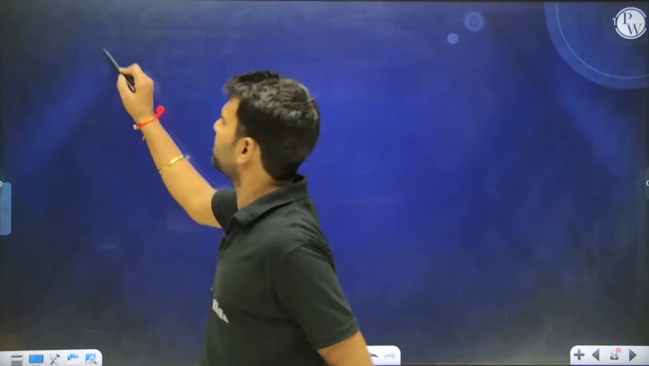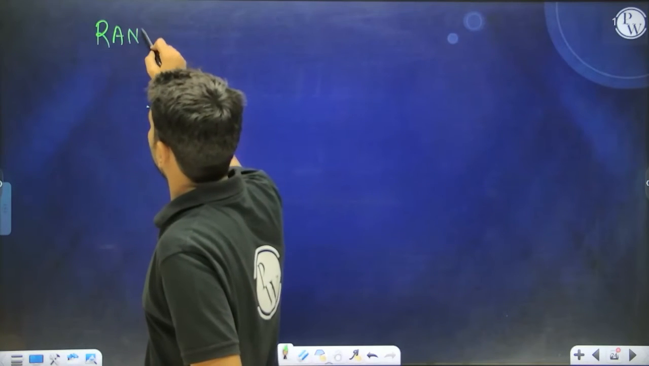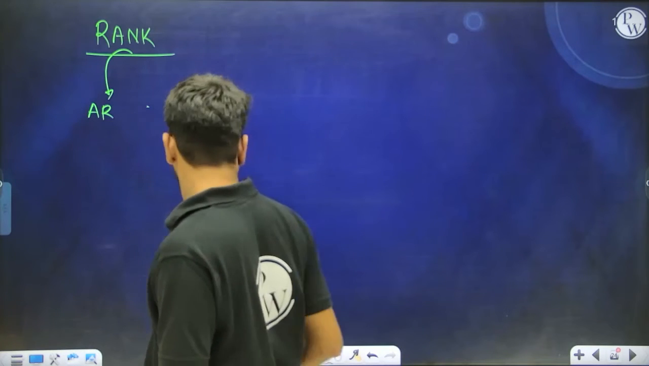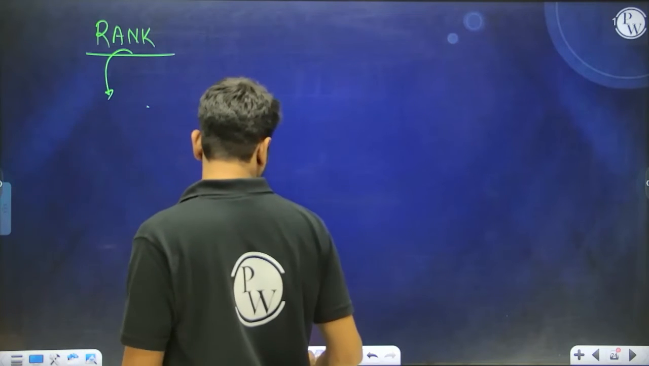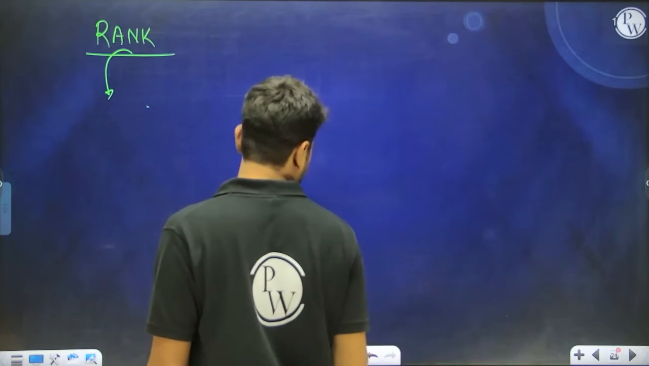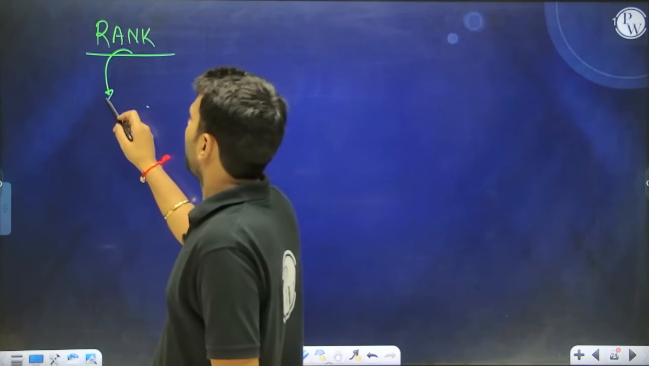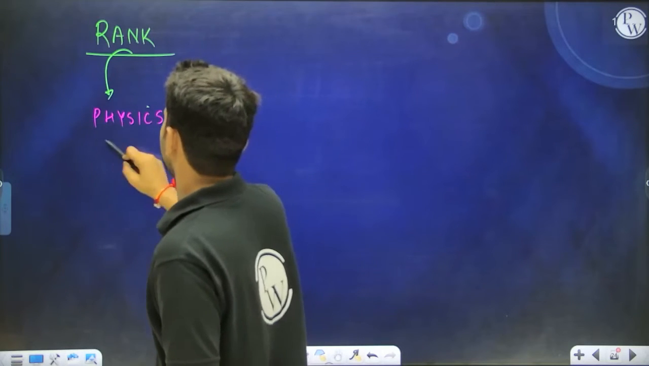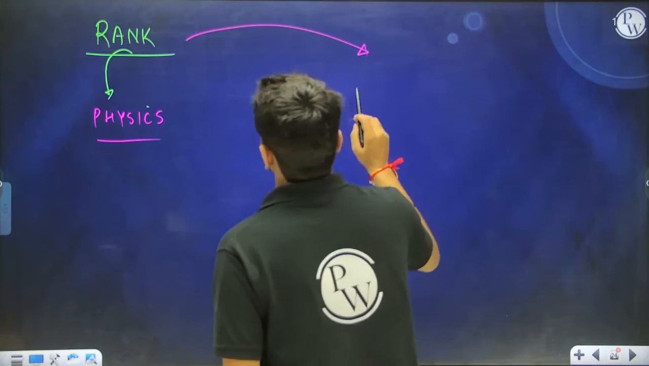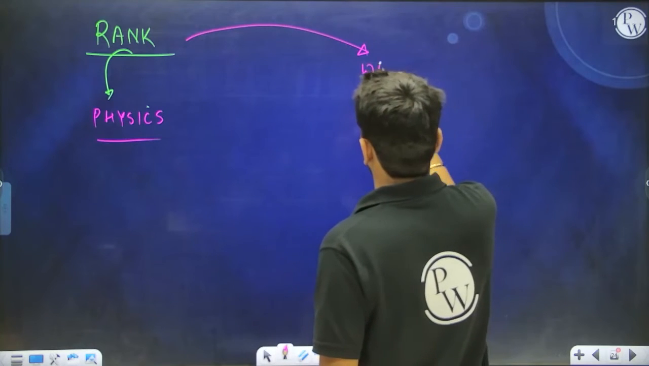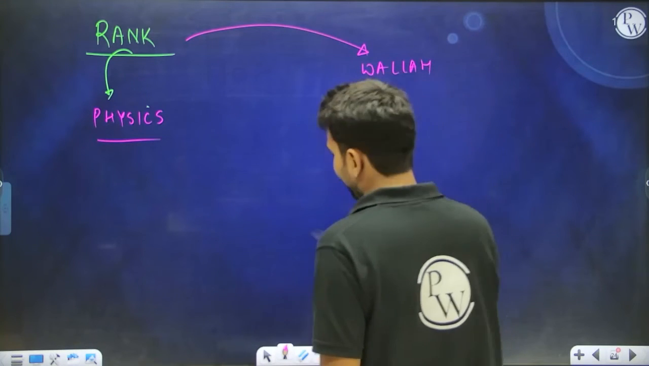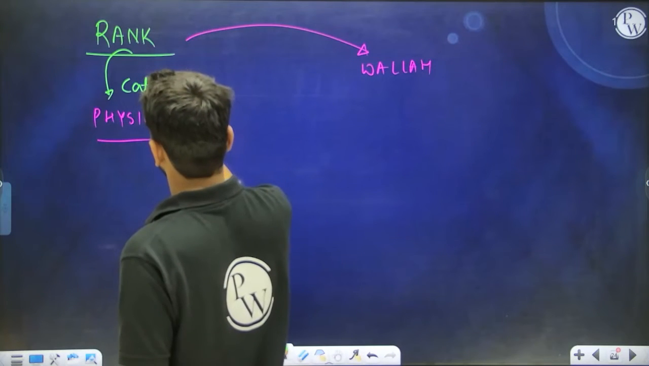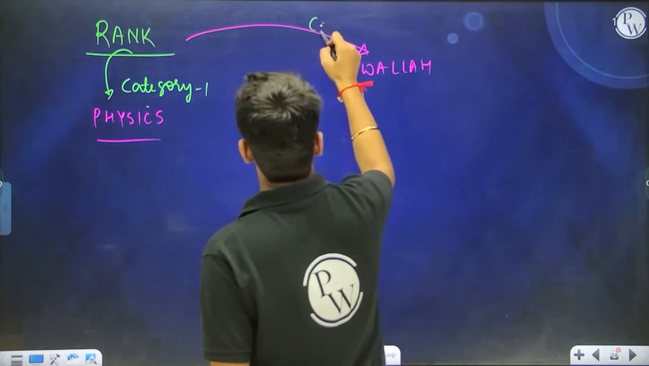Now, one such problem is of rank. Let me tell you about rank. There can be 2 such problems. One in which all the letters are distinct. Let me give you an example: physics. And another one will be Wallah. So this is category 1 problem, and this is category 2 problem.